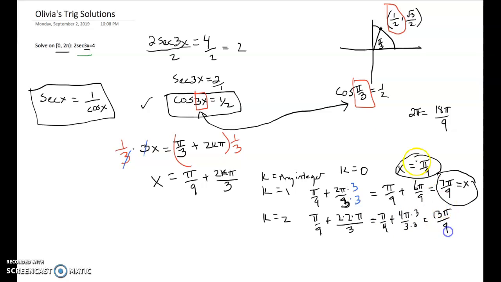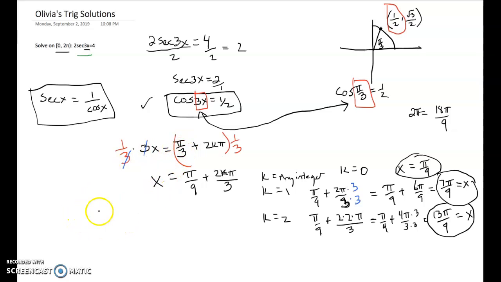And again, comparing that to the 18 pi over 9, I'm well before the 18 pi over 9 at 13 pi over 9. So that's yet another answer. Now if I did this again, if I said k is 3, I would be over the top. So here are my 3 answers from doing this, but guess what?